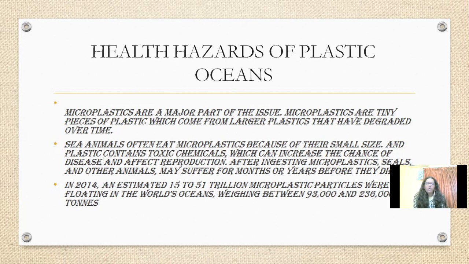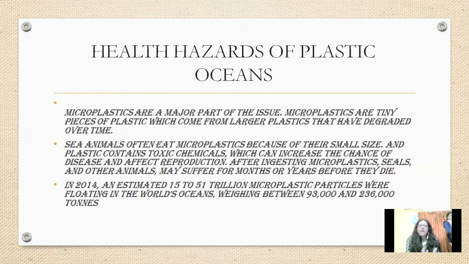Sea animals often eat microplastics because of their small size, and plastic contains toxic chemicals which can increase the chance of disease and affect reproduction after ingesting microplastics. Seals and other animals may suffer for months or years before they die.